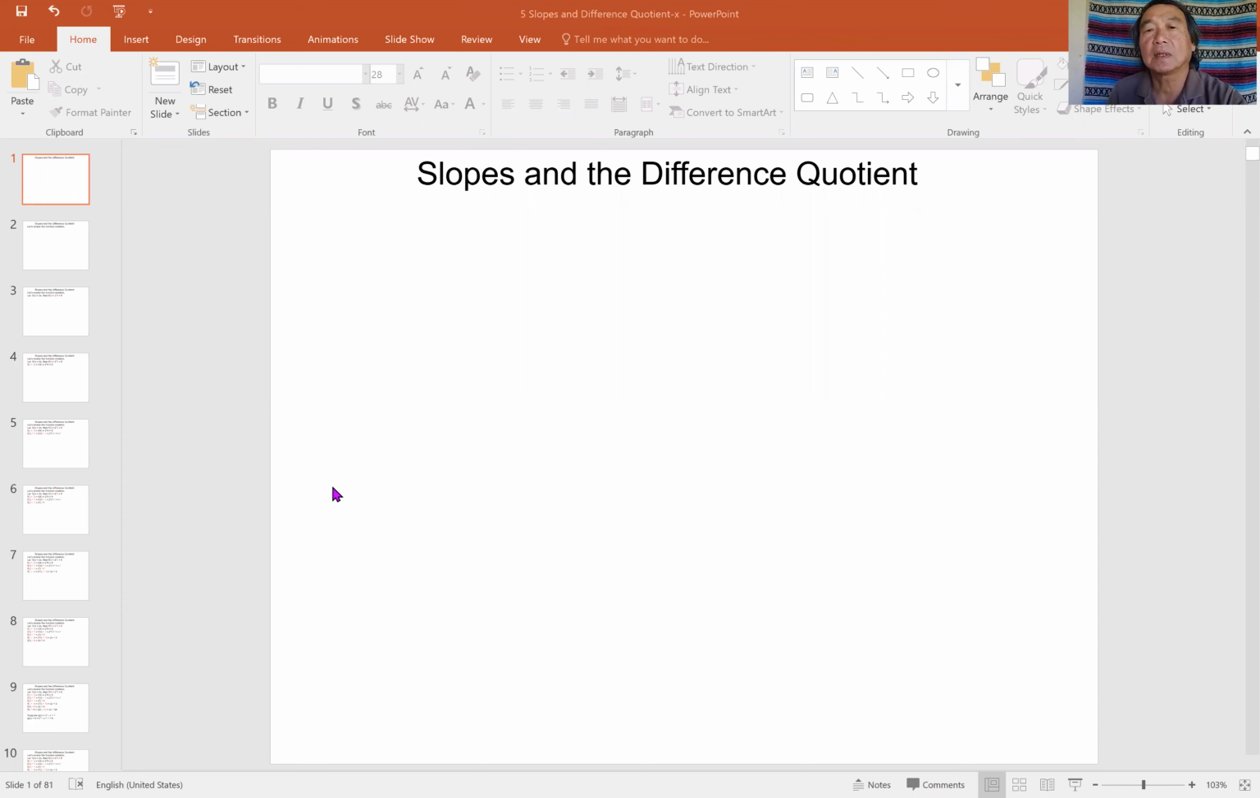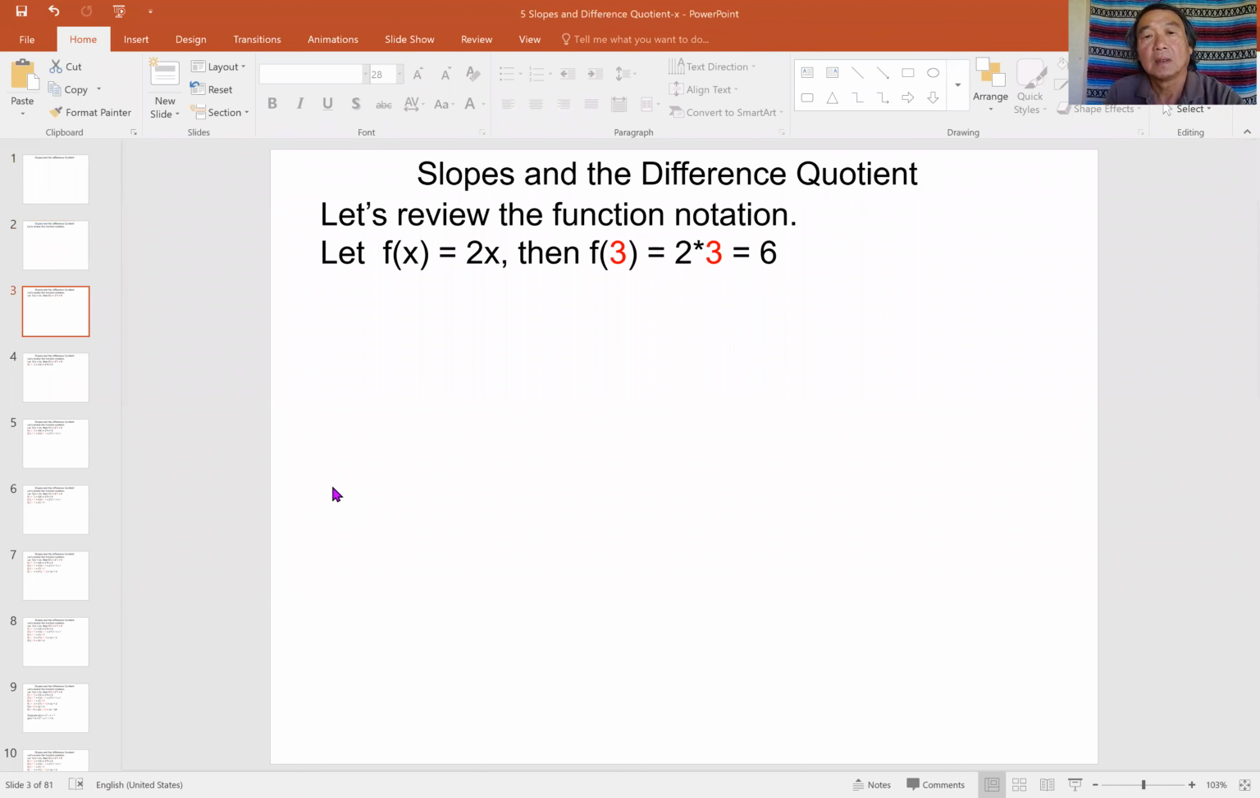Let's review the notation for functions. Actually, the key part of this section is to interpret the symbols, the function notations. So suppose I have a function f of x is 2x, then if I plug in the number 3, x is 3, then 2 times 3, the answer is 6.